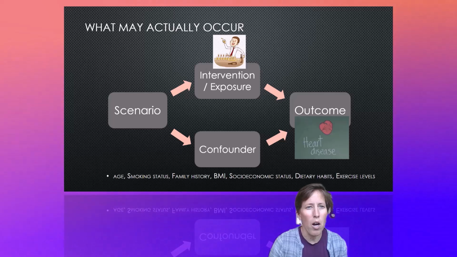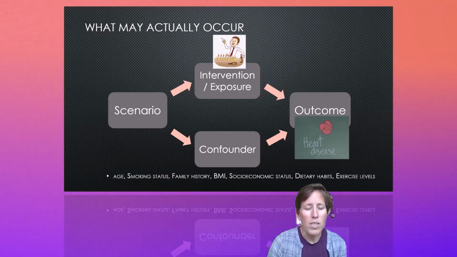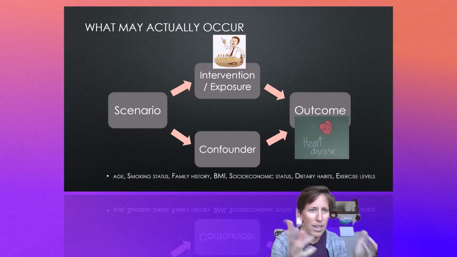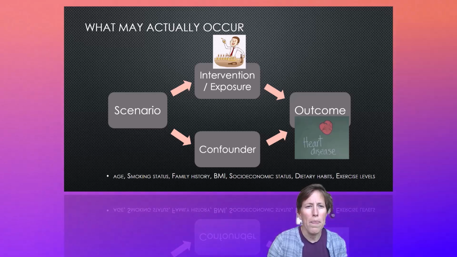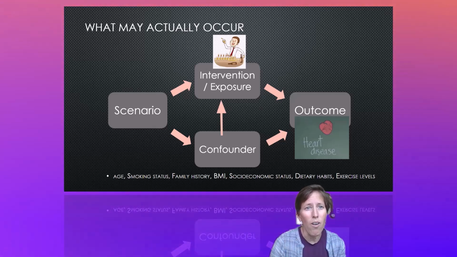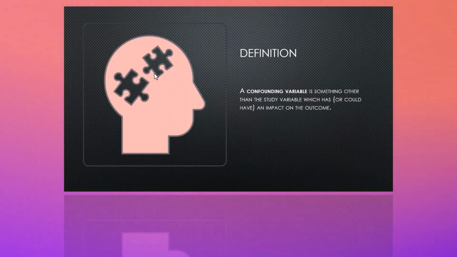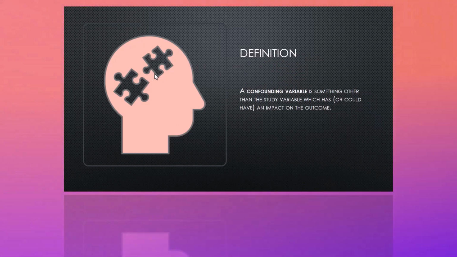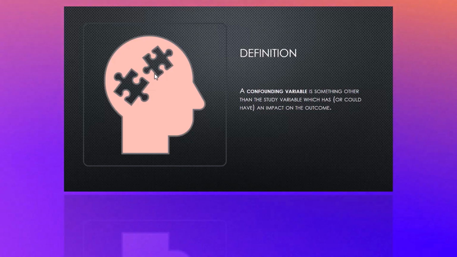Here's my not comprehensive list. I'm sure you came up with more, but some of those confounding variables: age, smoking status, family history, body mass index, socioeconomic status, dietary habits, exercise habits. Not only do those confounders affect heart disease, but they also might affect amount of the exposure, the alcohol intake as well. So our definition of confounding variable is something other than the study variable, the alcohol consumption, which has or could have an impact on the outcome.